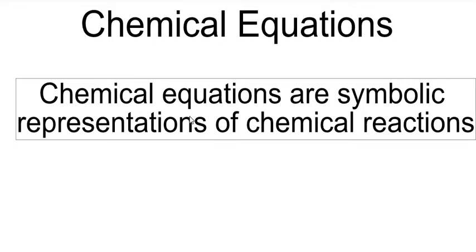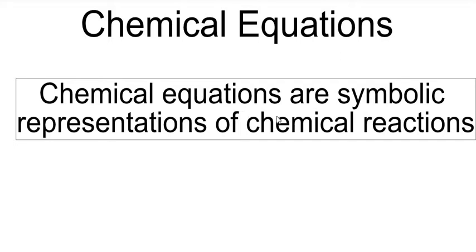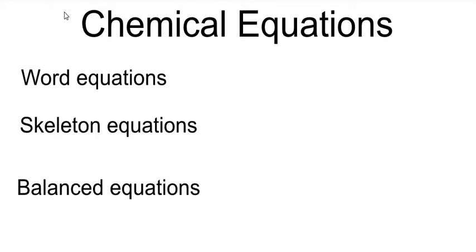So chemical equations are symbolic representations of chemical reactions. We need to see symbolically what they are. You can't look at a chemical reaction and automatically understand what's happening. You need to have a chemical equation to pass on the knowledge and understand it more yourself. So there are three types of equations.